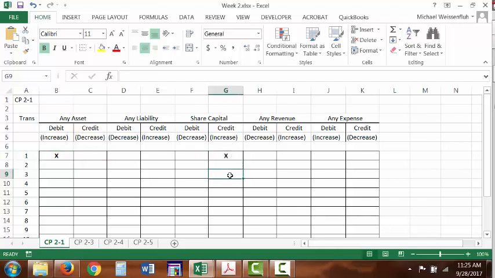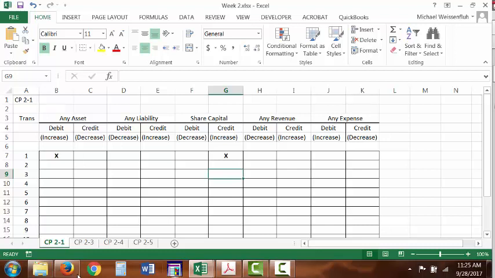Now you should always have debits and credits for every transaction. There's never any transaction that's only debits or only credits. There's always going to be offsetting. The numbers always have to agree. There always has to be balance. So if there's a $1,000 debit, there has to be a $1,000 credit somewhere. It always has to balance.